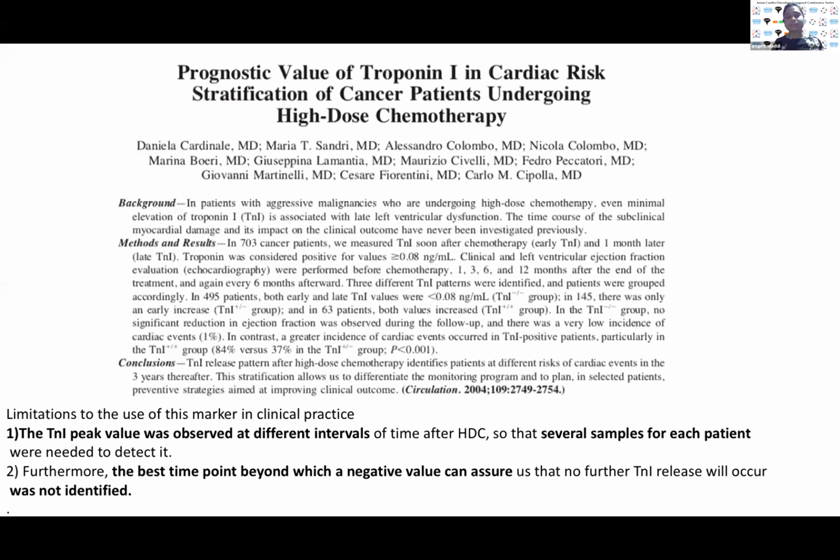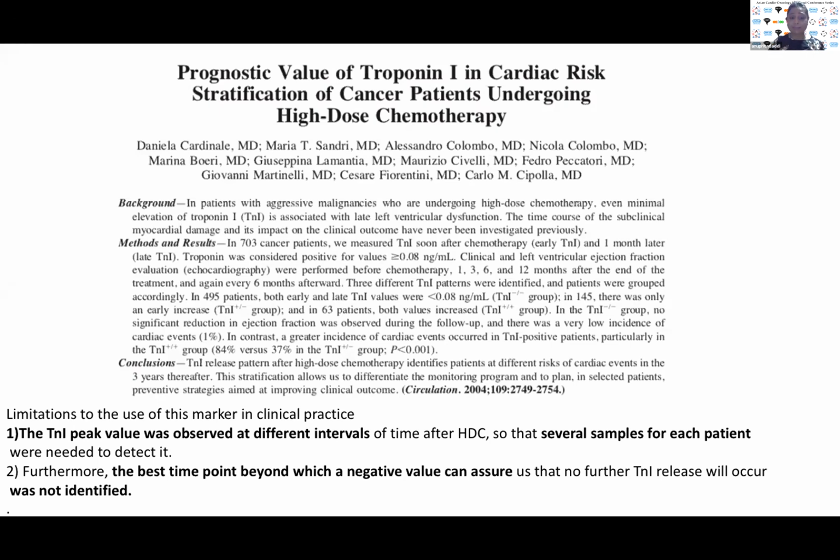This is another study published by the same author, Daniela Cardinale, in 2004, studying the prognostic value of troponin I in cardiac risk stratification in 703 patients. Limitation: the troponin I peak value was observed at different intervals. Hence, several samples for each patient were needed.